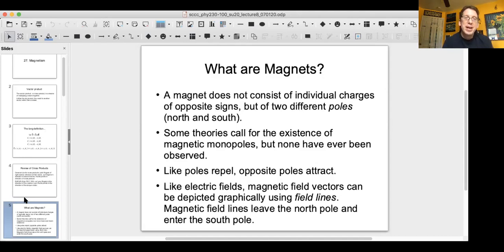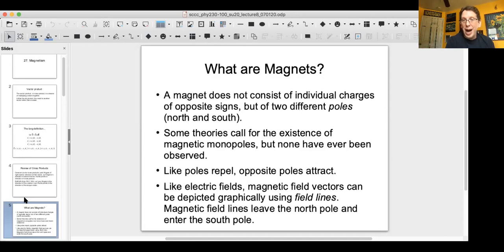Now, some advanced physics theories say that it's possible in a collision with sufficiently high energy to separate a magnetic north from a magnetic south pole, but that has yet to be observed in an experiment or in nature. And so certainly for our purposes, magnetic monopoles don't exist, or you're not going to need to be concerned with one existing.